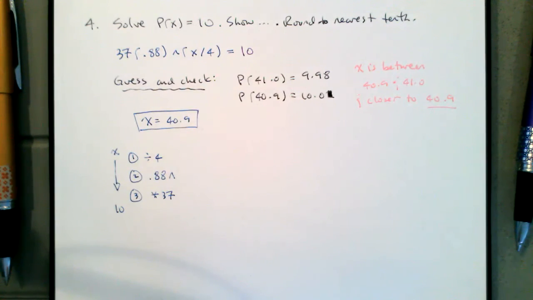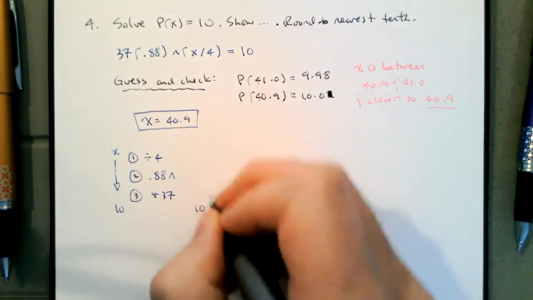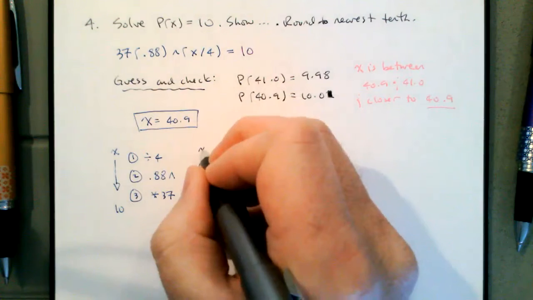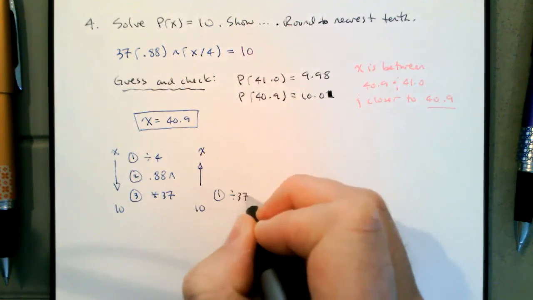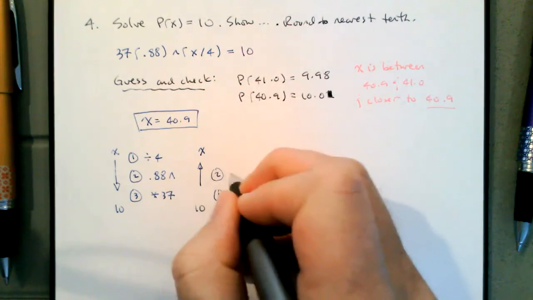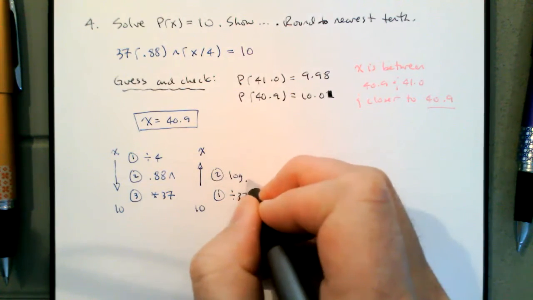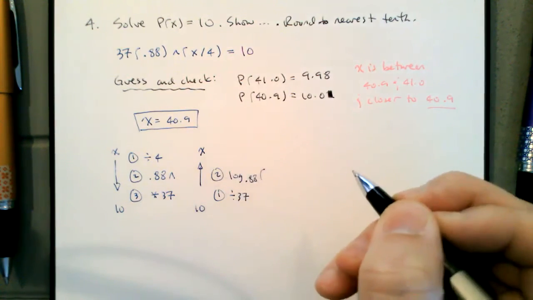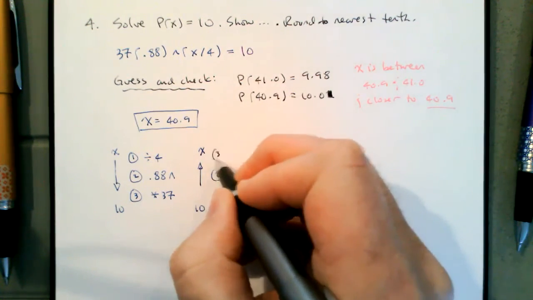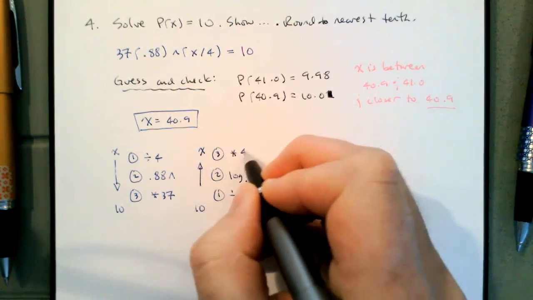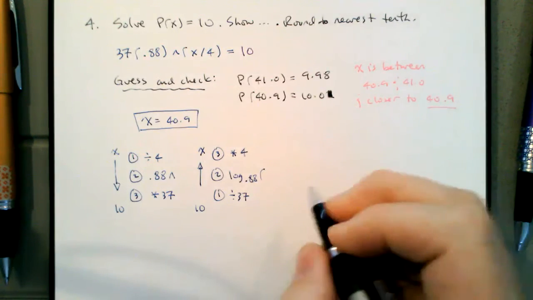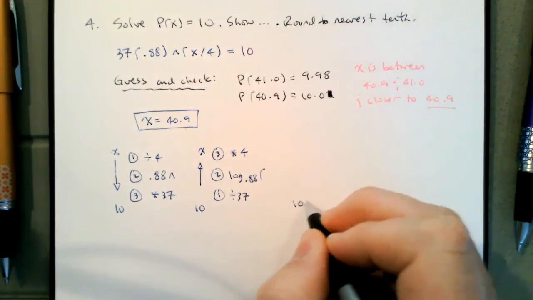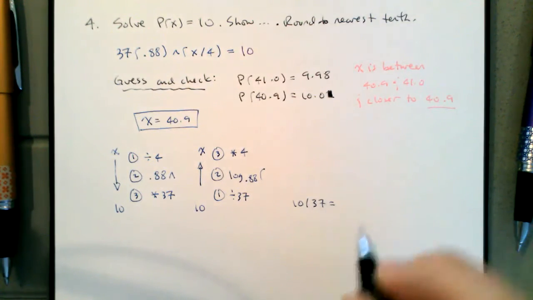So our plan for solving to turn a 10 back into an X: first, we'll take the 10 and we'll divide by 37. Second, we'll find the log base 0.88 of the result. And third, we'll multiply by 4. This is going to require a calculating machine, like always. So we'll take the 10 and divide by 37 first.